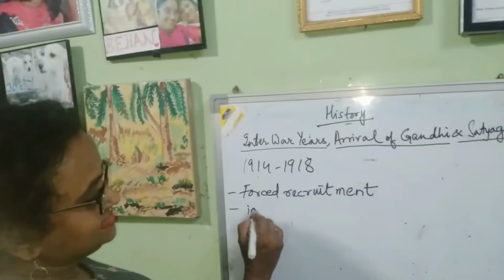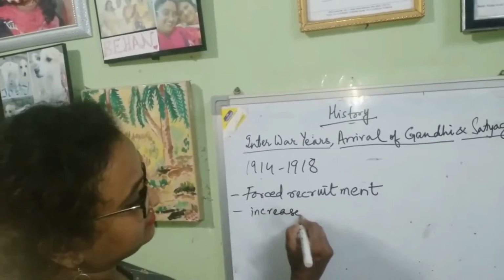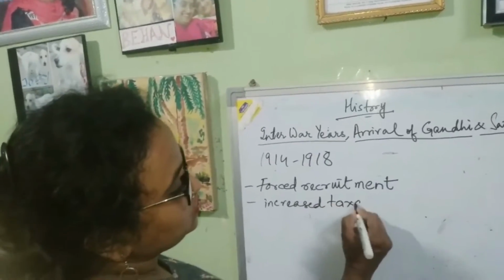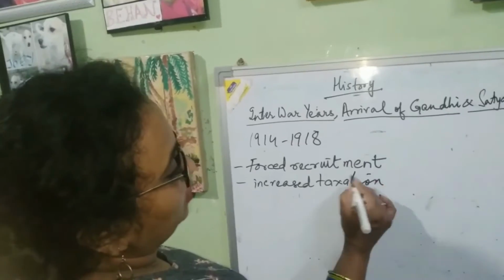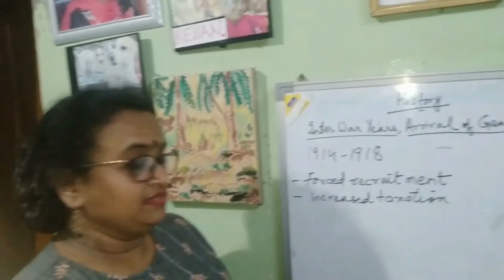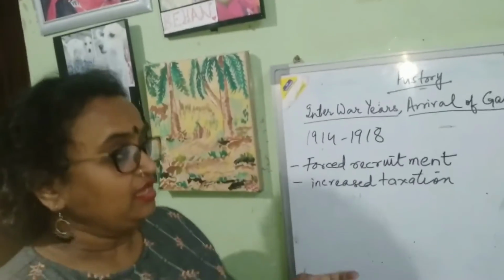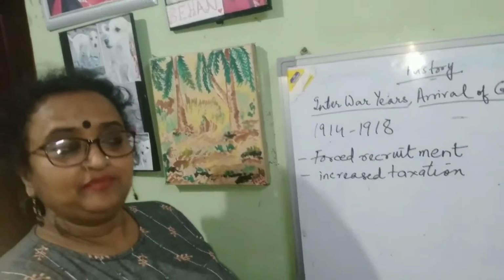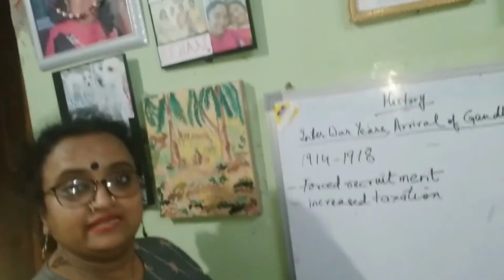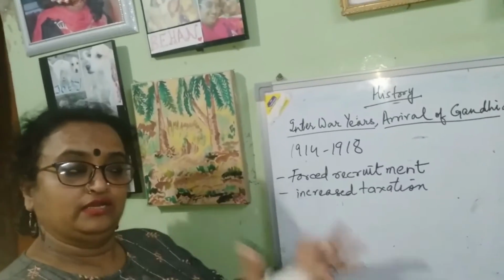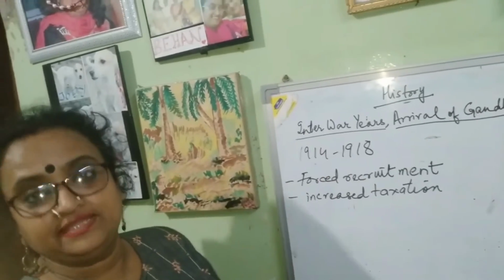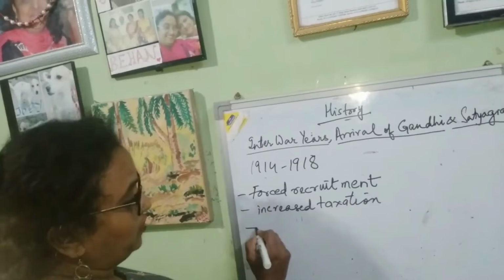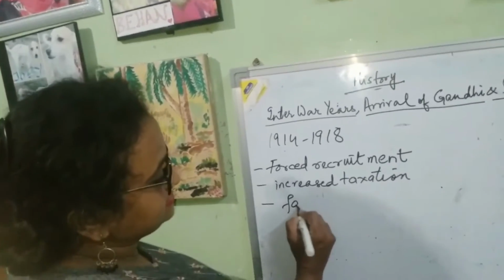Secondly, increased taxation also burdened the common masses, and this increased taxation was to fund the British army, or you can say treasury, to fight the war. They increased taxation on Indians so that they could earn loads and they could fund their war that was going on. Then, of course, famines.